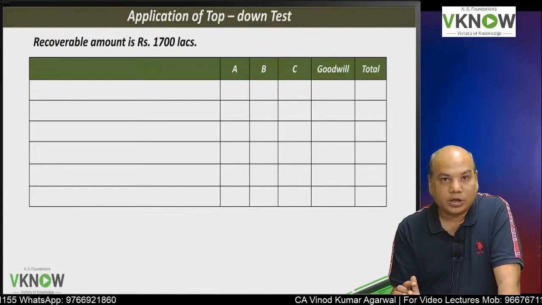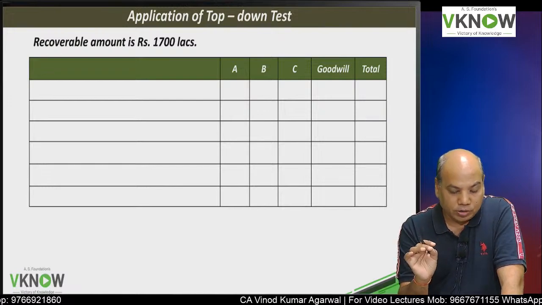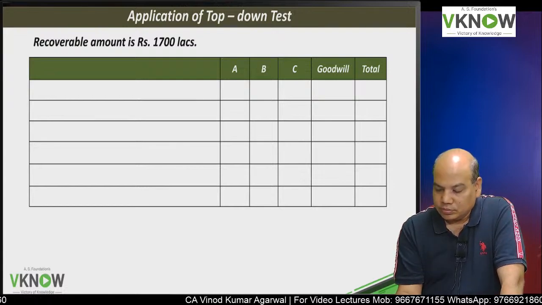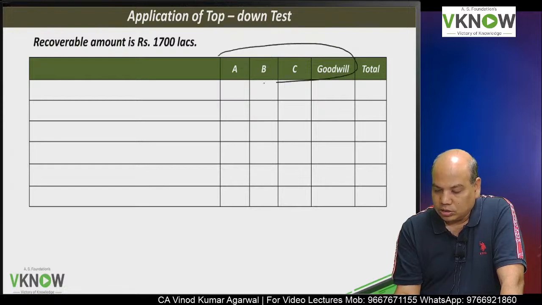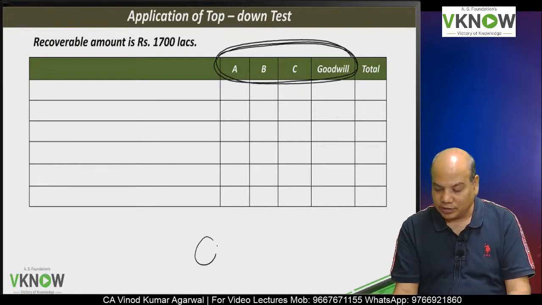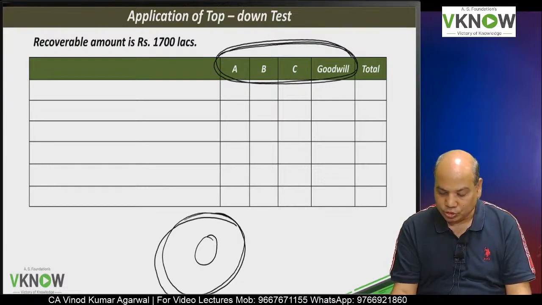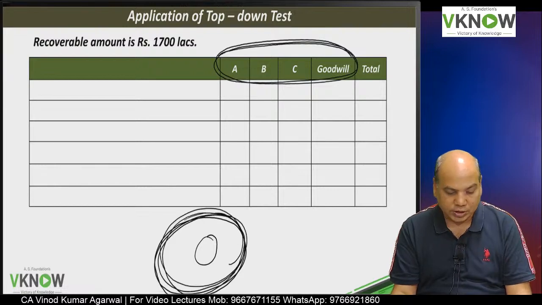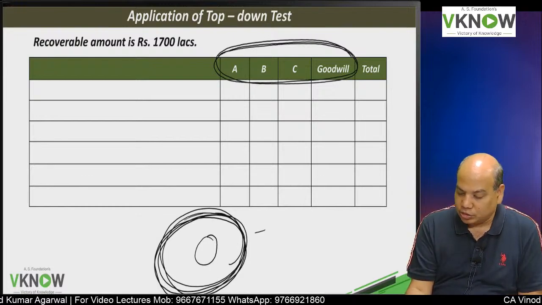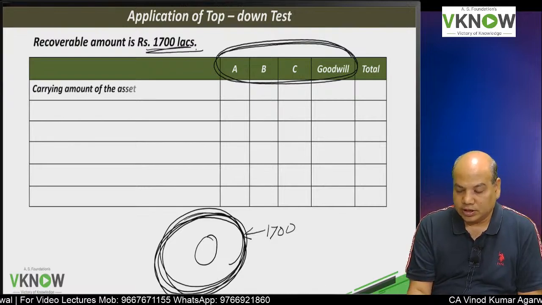Now we'll go to the top-down test. Top-down test will be performed after performing the bottom-up test. This time, all 3 units plus goodwill will be treated as a larger CGU. So we are testing this bigger CGU which will comprise ABC plus goodwill. And let us see what is the recoverable amount of this larger CGU: 1700 lakh.